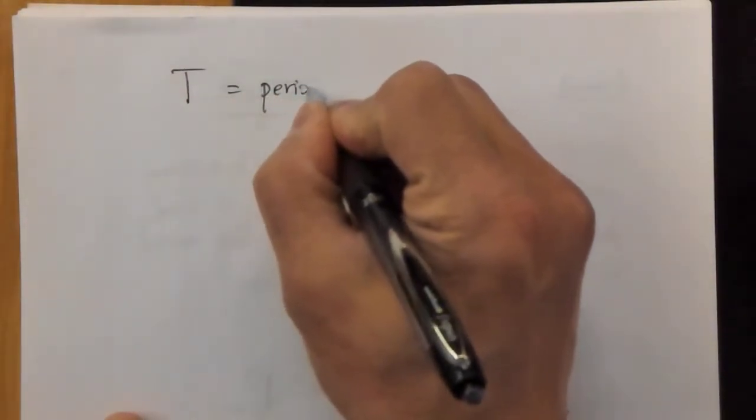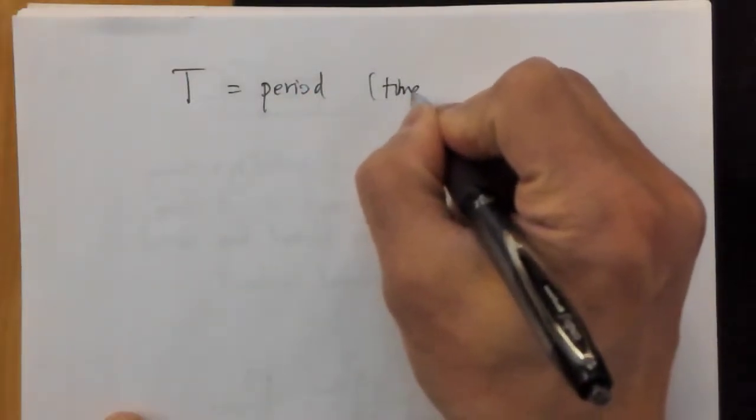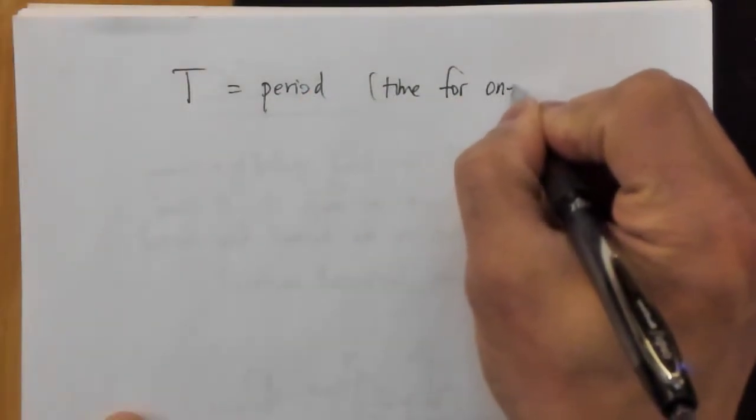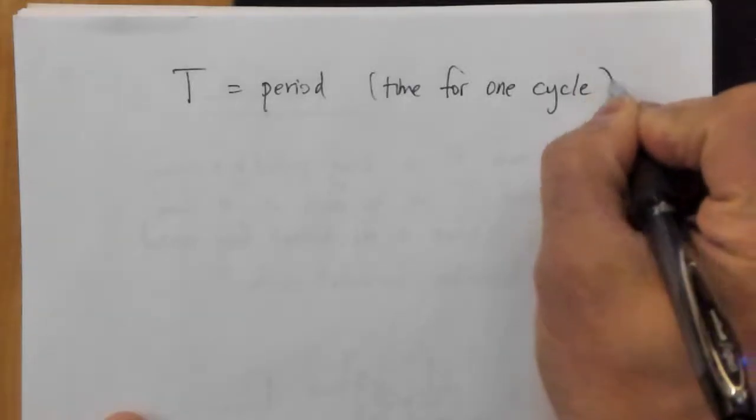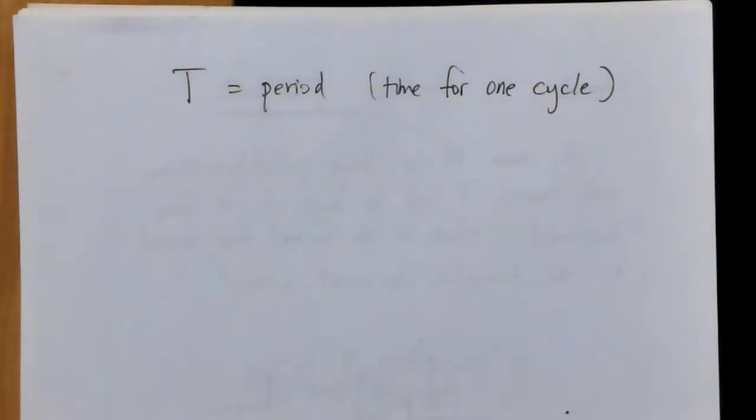Okay. All right, so let's begin where we left off last time. We were talking about period. So remember, we say capital T is what we call it for the period. That's the time for one cycle, one oscillation, one full oscillation.